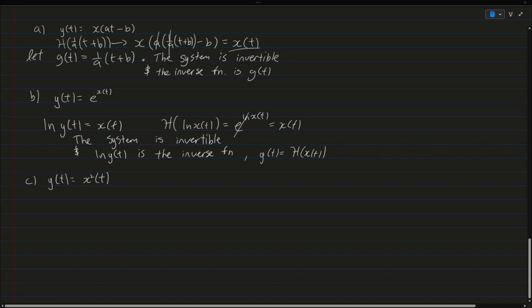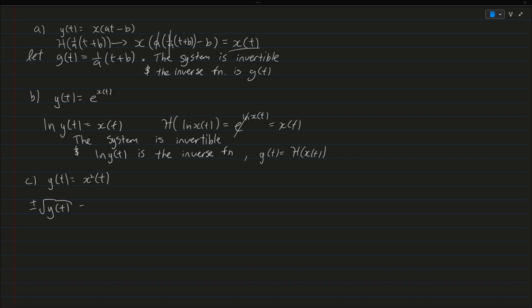Okay, so for part C, it might look a bit easy, but actually we have to be careful because of the one-to-one property. So in this case, you would be like, okay, how can I get x of t? You just take the square root of y of t, right? And then you get plus or minus square root of y of t is equal to x of t. The issue with this is that we have 2-to-1 mapping. For example, let's say x1 of t is equal to a, and x2 of t is equal to negative a, and we pass it into the system.